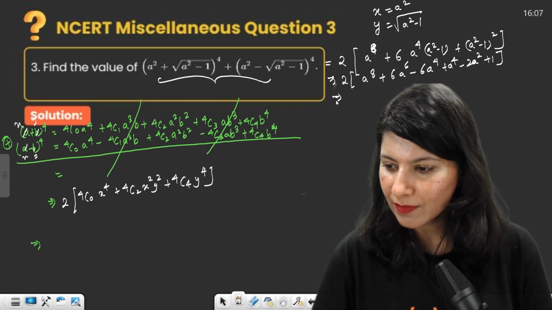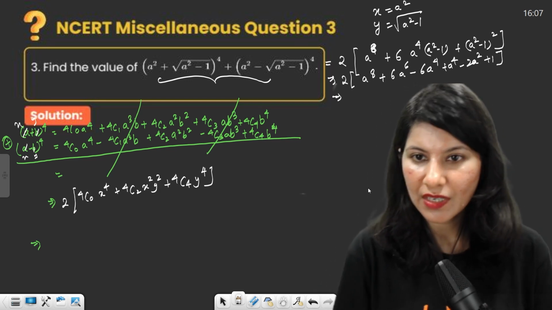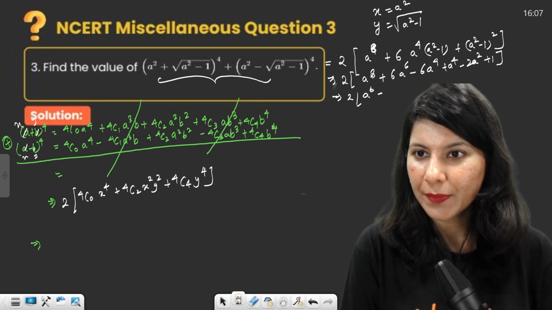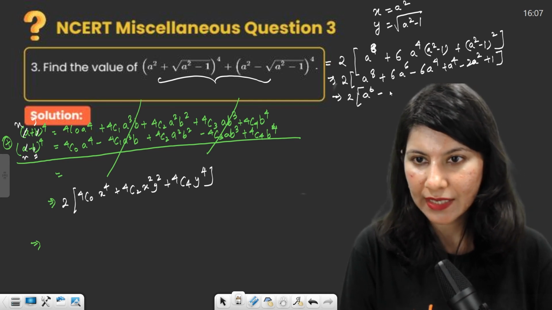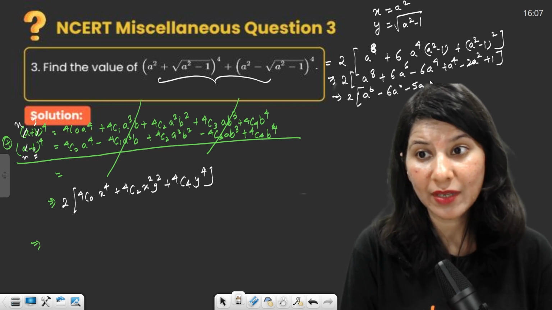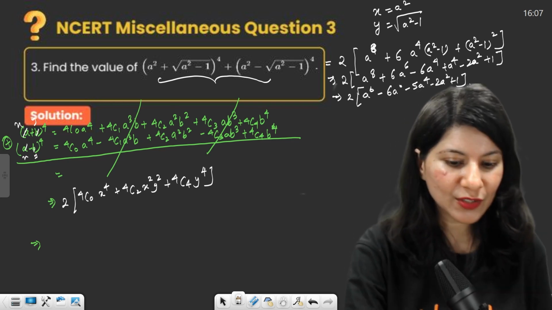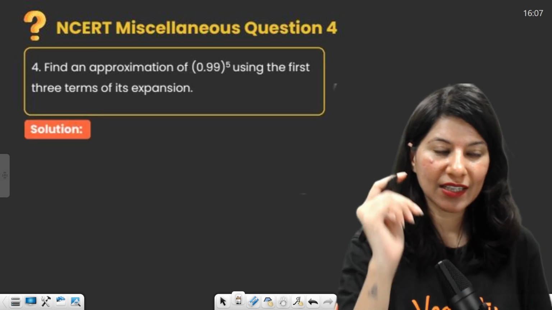Just one more time, let me polish it. So this is 2 a raised to power 8 plus 6 a raised to power 6 minus 5 a power 4 minus 2a squared plus 1, final. Yeah, that's it. This is the third question. Done, done, done. Now we are having the next question.